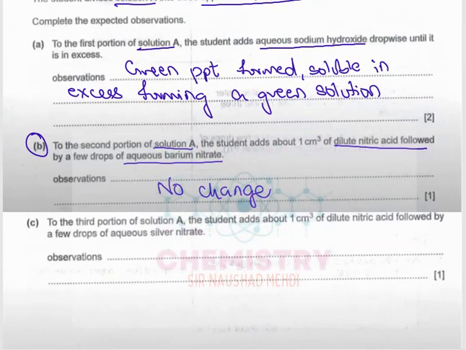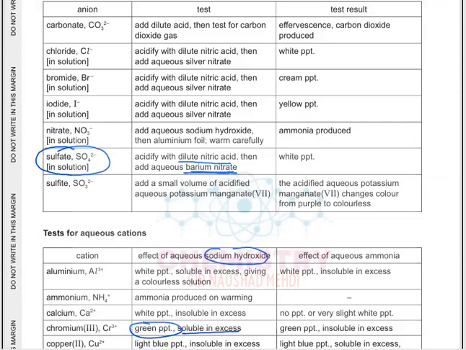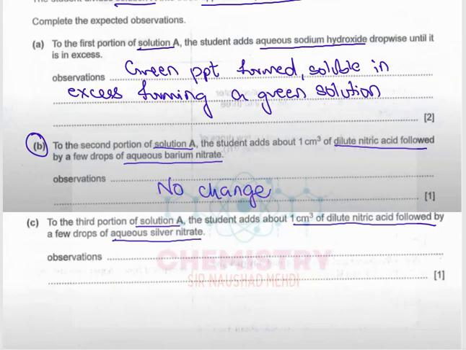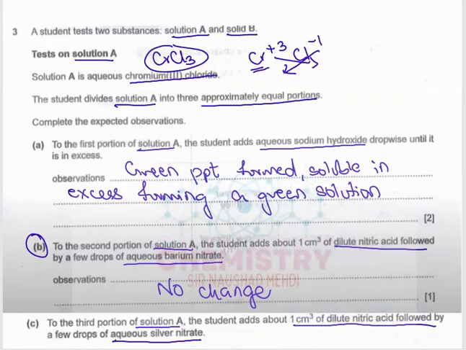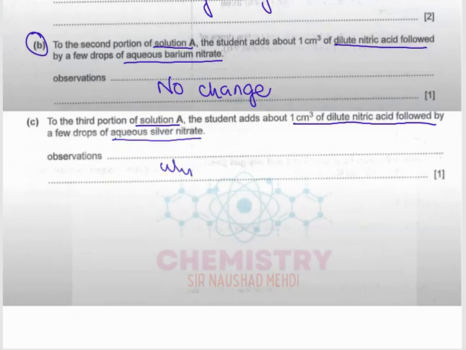To the third portion of solution A, the student adds 1 cm³ of dilute nitric acid followed by a few drops of aqueous silver nitrate. This test is used to identify the halide ions. In our case, the chloride ion is present, you can see in the question it was CrCl3. So since the chloride ion is present, what would be the result? The white PPT will be formed. So here we can write the observation: white PPT will be formed.